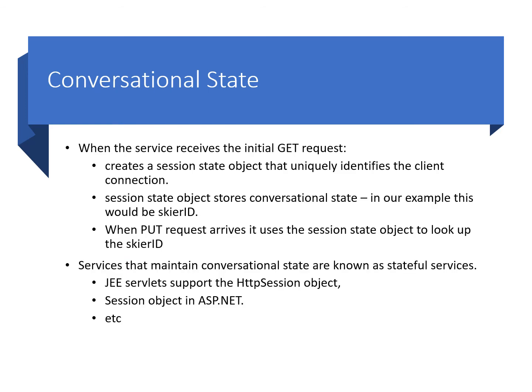Implementing this approach is relatively straightforward. When the service receives the initial GET request, it creates a session state object that uniquely identifies the client connection. In reality, this is often performed when a user logs into a service. The service can then read the skier profile from the database and utilize the session state object to store conversational state. In our example, this would be the skier ID.